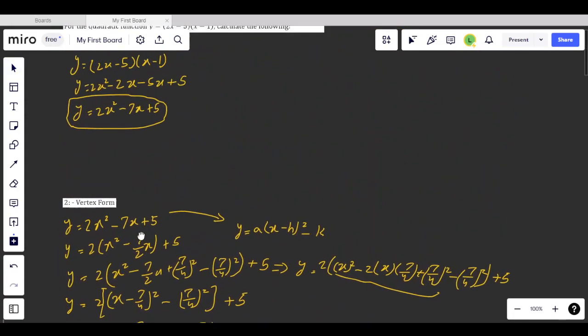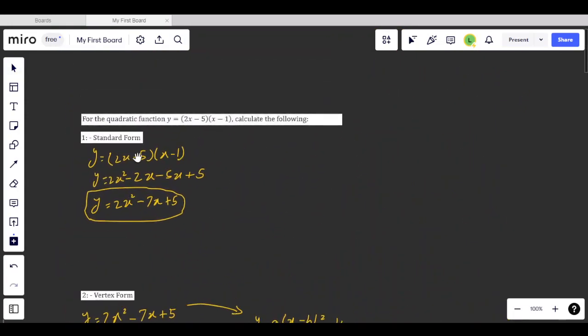As you can see that we have this function. This function is already factorized: 2x minus 5 into x minus 1. We can use this function, or we can use this function. If we use this function, we're going to have to do the reverse process by factorizing it again. So I'm going to use this function. It will make it efficient and save time.